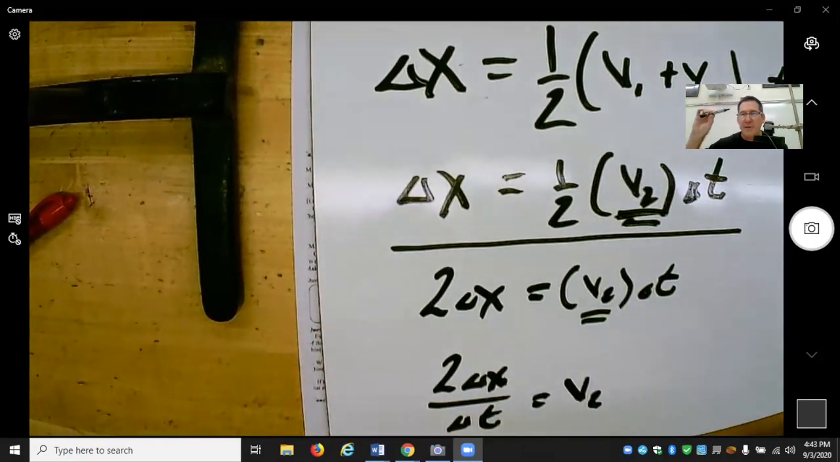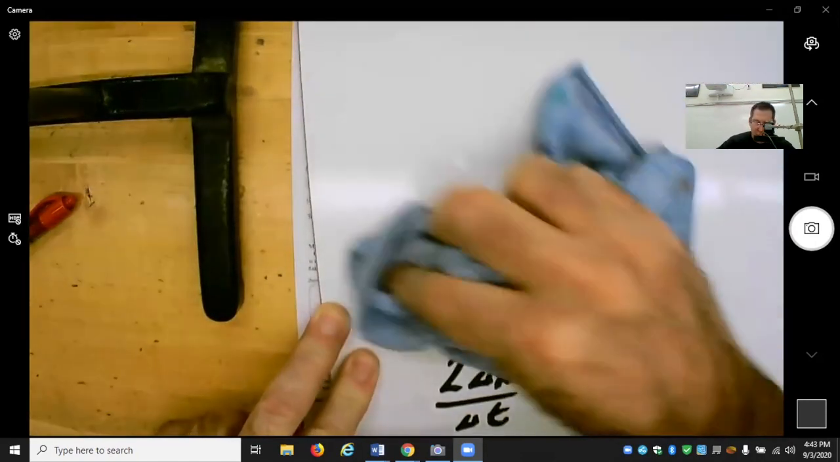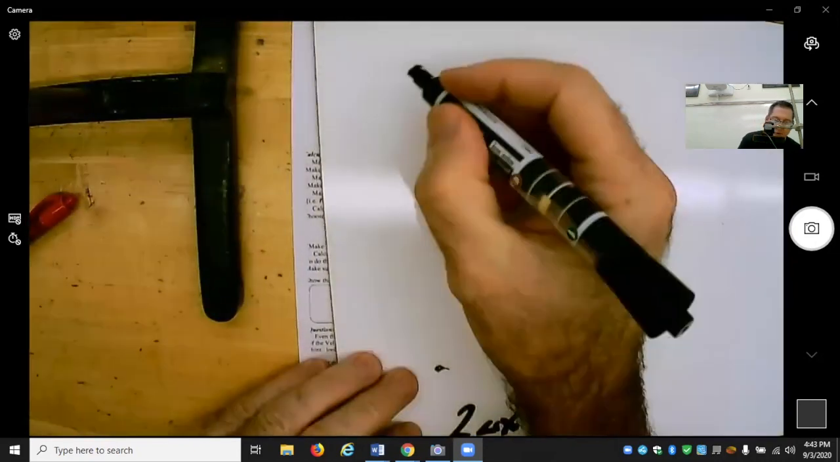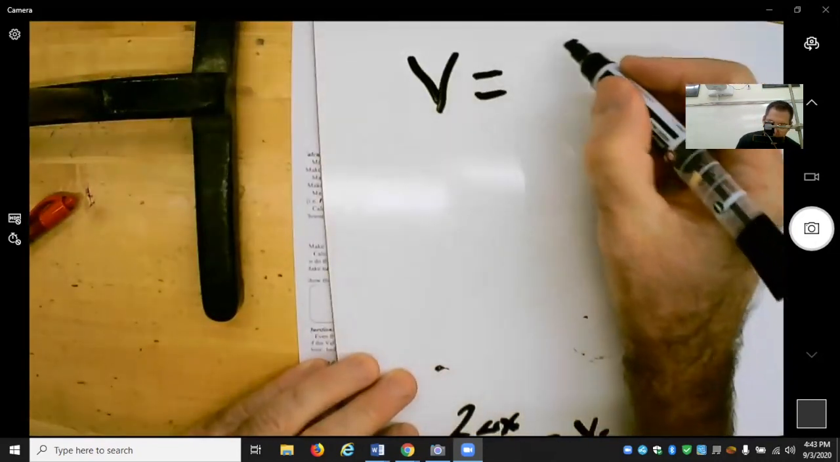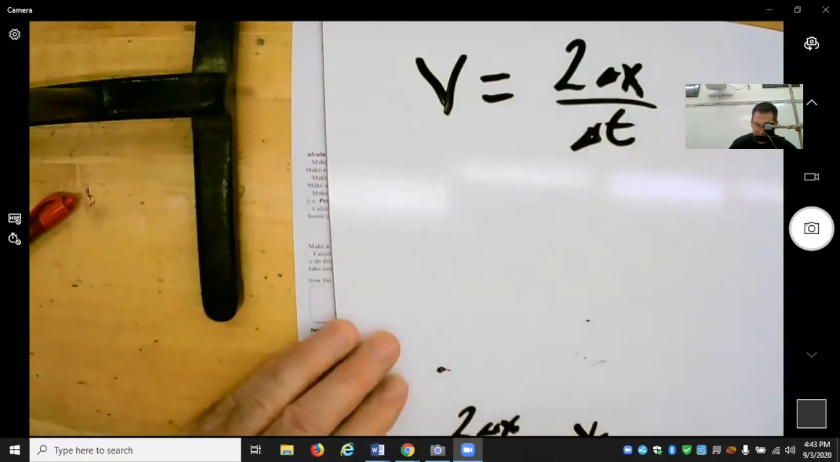We're solving for the final velocity after 1/10 of a second, the final velocity after 2/10 of a second, final velocity after 3/10 of a second, etc. So our working equation, once we've rearranged equation 2, is simply the velocity is 2 times the distance divided by the time.